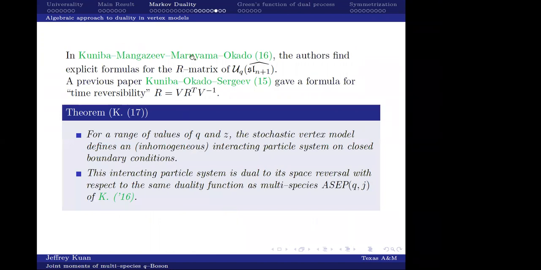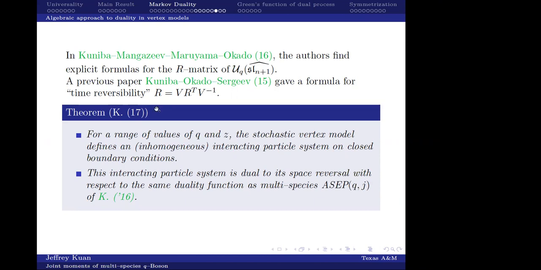In this paper by these 4 authors, they have some explicit formulas for the R matrix of a higher rank Lie algebra, SL_{N+1} hat. So this is the n species model. And fortunately, they gave an intertwining between R and its transpose. So the model is no longer reversible, but you have this nice property that plays the role of reversibility.